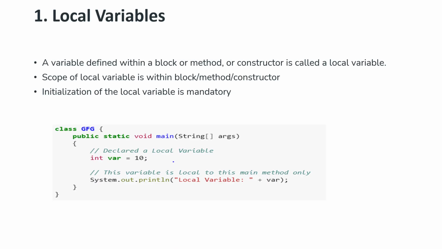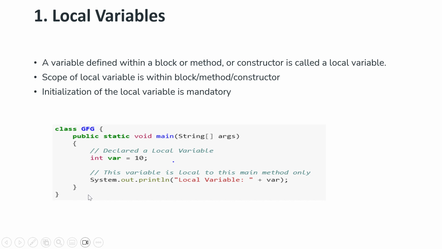A local variable is one that we can declare within a block, constructor, or method, and the scope of the local variable is within that block, constructor, or method. So here we have one local variable, int var = 10. It is declared inside the main method, public static void main. The scope of this var variable is within this main method, starting here and ending here. So we cannot access this var variable outside these curly braces.